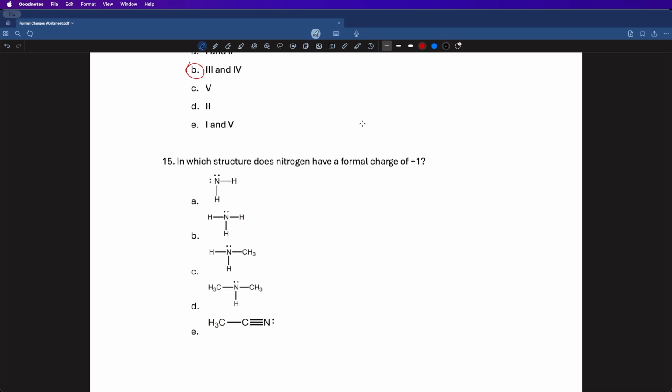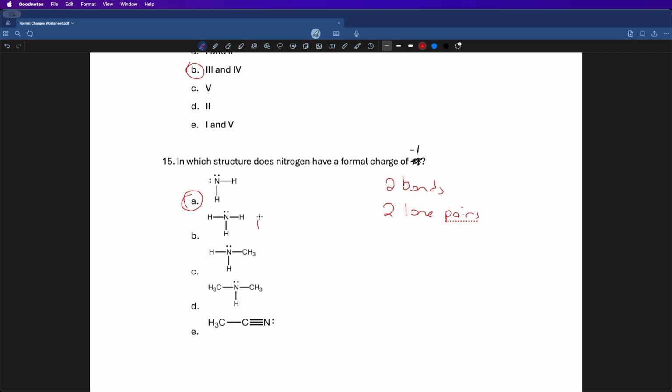The next problem: in which structure does nitrogen have a formal charge of +1? This actually should be -1. I made a little mistake in the worksheet. Nitrogen should have a formal charge of -1 when it has 1 less than what it prefers, so 2 bonds and subsequently 2 lone pairs. So the only answer that really satisfies this is A.